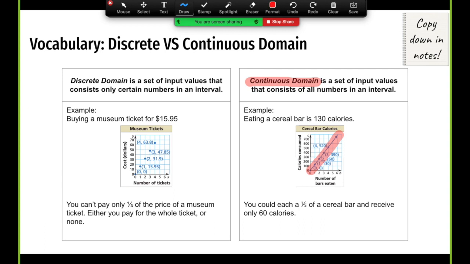For example, if we were graphing eating a cereal bar and counting the calories, you don't have to eat an entire cereal bar. You can eat maybe half of it, or maybe 1/5 of the cereal bar, and we can pretty much make multiple dots anywhere on this line. Because we can make multiple dots on this line, we just make that line because it's continuous, where any point in that line can be part of the graph.